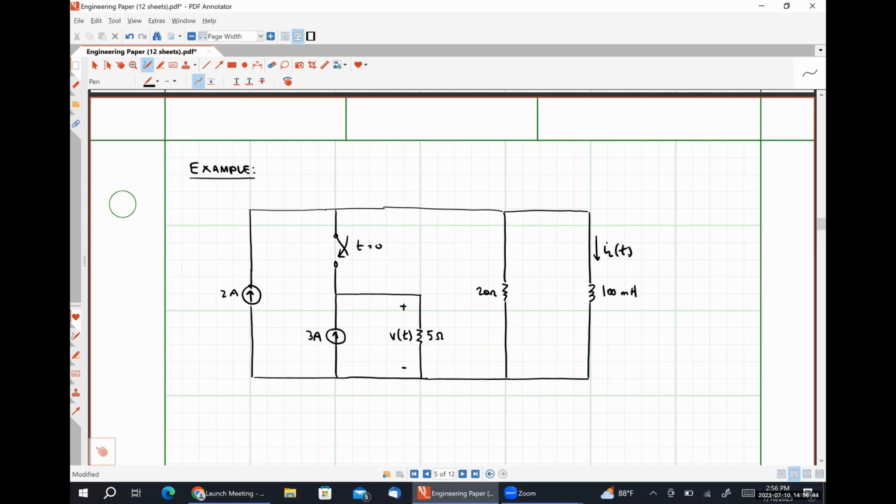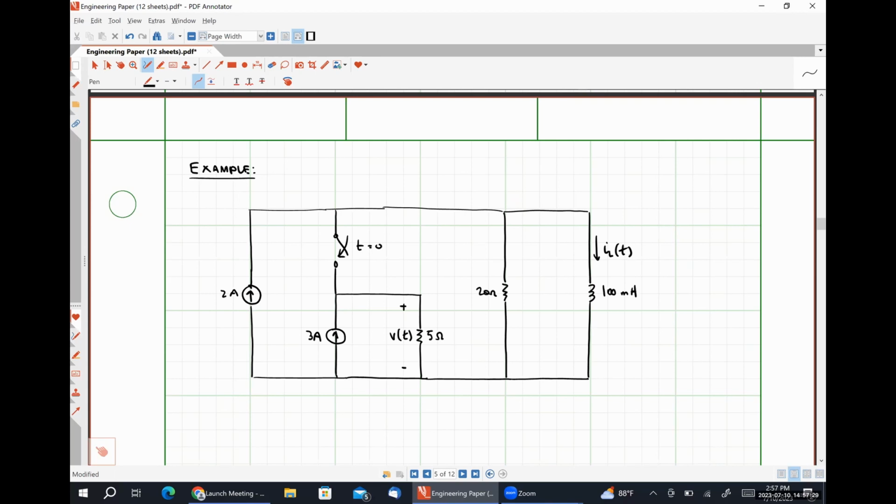So this is an example of a total response problem. And I can see that for two reasons. Number one, the 2 amp source is always connected to the 100 millihenry inductor, right? The switch changing states does nothing to remove the 2 amp source from the circuit. So that's one reason why it is a total response problem. Another reason is that the switch closing actually adds the 3 amp source into the circuit, making the 3 amp source also get connected to the 100 millihenry inductor. Okay. So that's why this is a total response problem as opposed to a natural response problem.